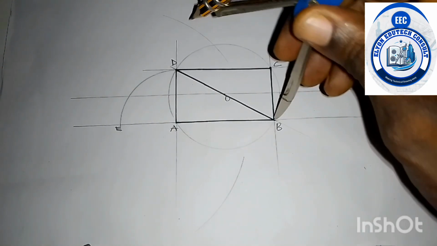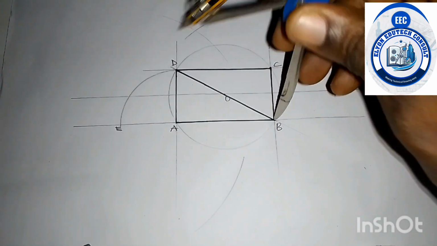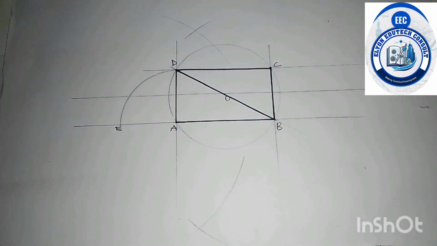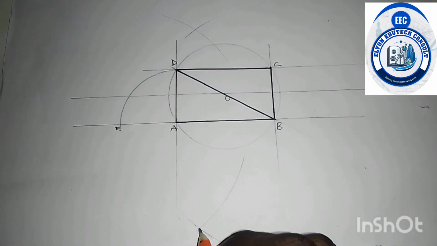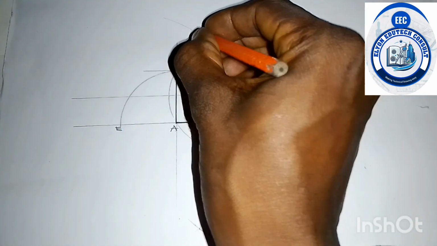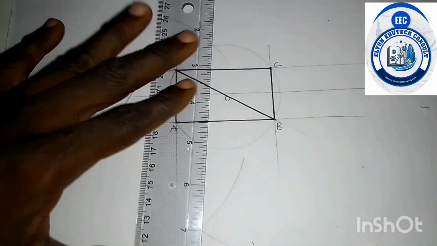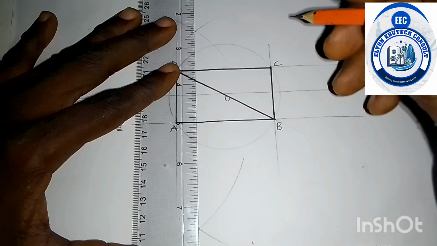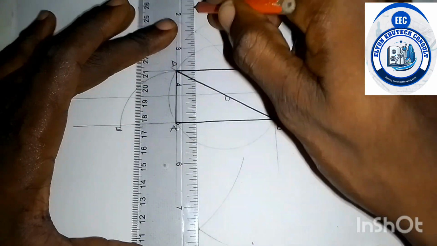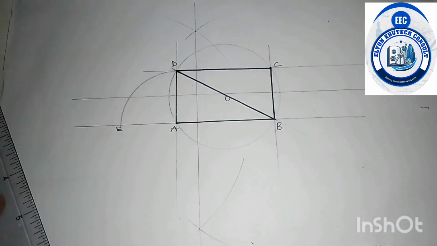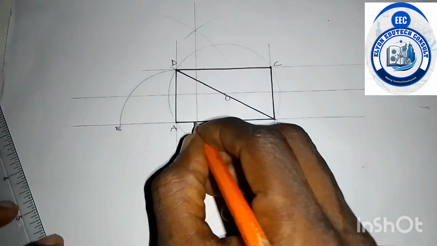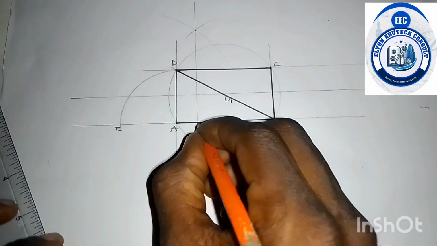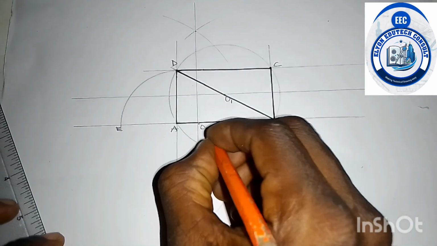So I will come this way. Strike an arc this way, strike an arc this way. So we can see where this arc intercepts this arc here, at this point here. So what I will do is join the points together, and it's going to give me the midpoint of EB. Let's call this midpoint O2.